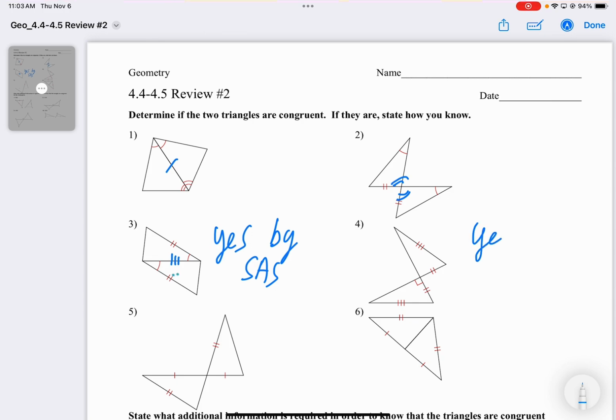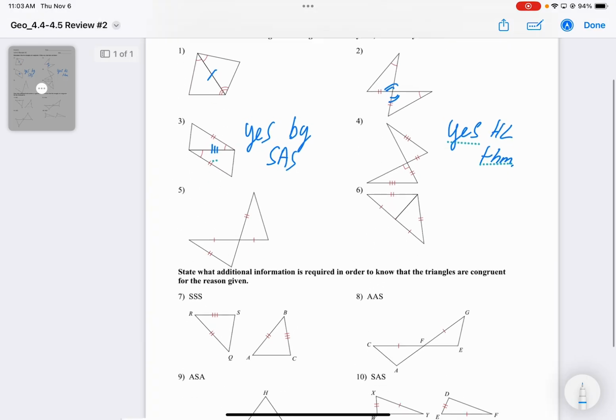Yes, why, Ryan? HL theorem. It's a right triangle. You have this hypotenuse is congruent and the side's congruent. That angle is not between the sides, so we couldn't do side, angle, side. What about 5? Angle side.